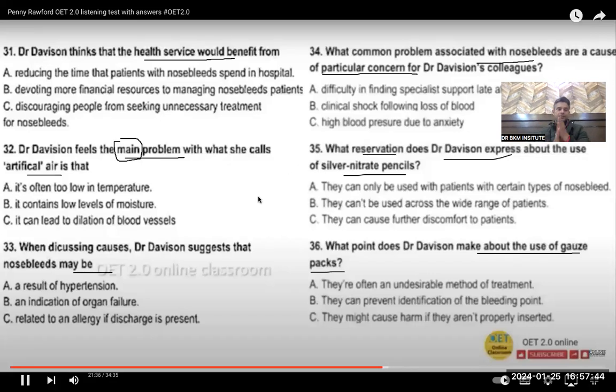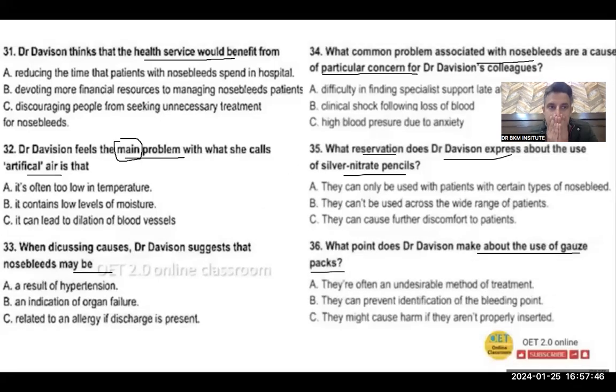Dear Davison, and my presentation will focus on the causes and treatments of nosebleeds and the implications for those of us working in the health service.